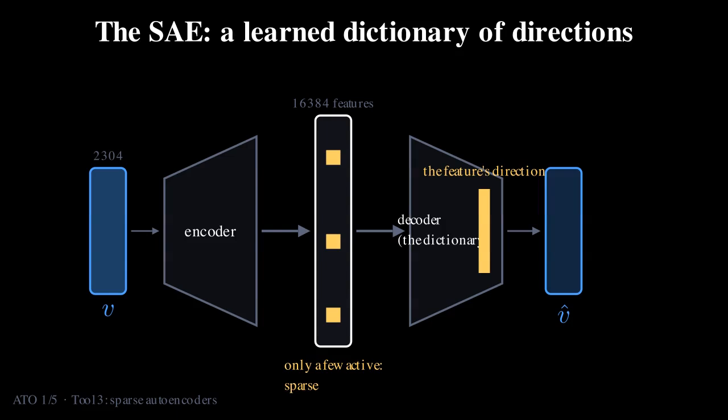That decoder column is the object we will care about for the rest of the series. So let's give it its name. D sub F, the direction of feature F. When we said a JSON detector fires at layer 10, precisely what we meant was the dot product between the stream at layer 10 and that feature's decoder direction is large.